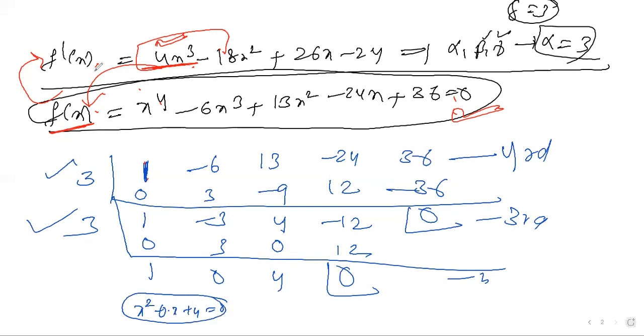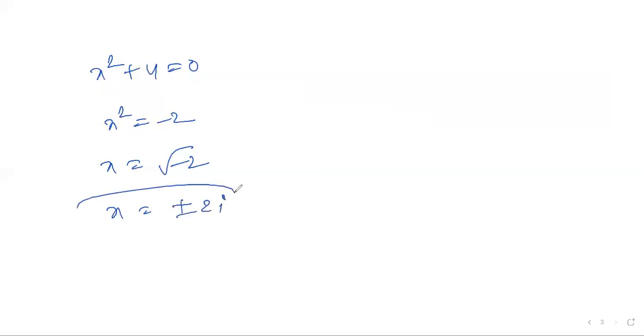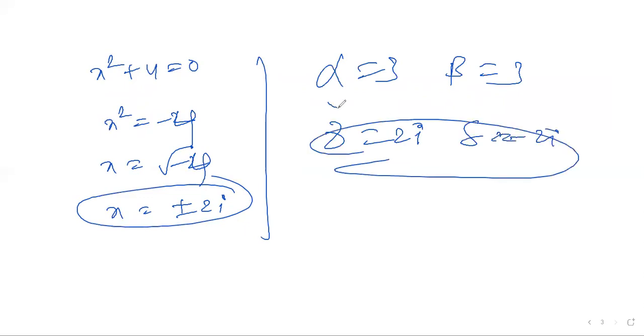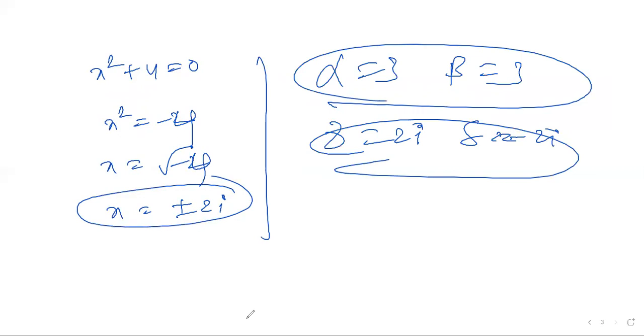So x square plus 4 is equal to 0. x square equal to minus 4. x is equal to under root of minus 4. x is equal to plus or minus 2i. Okay, right, minus 4. So you can say alpha is equal to 3, beta is equal to 3, gamma is equal to 2i, delta is equal to minus 2i. You got 4 roots.